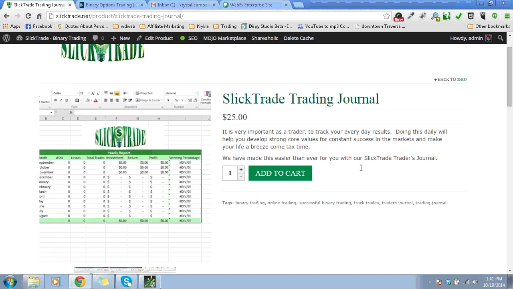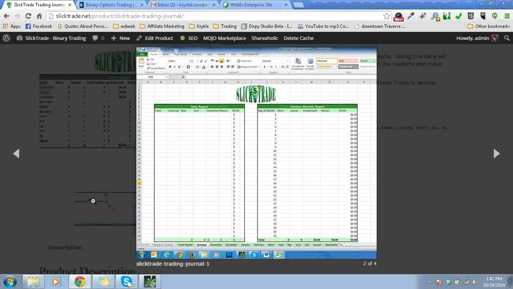But this is just really awesome. It automatically calculates for you. If you want, you can track your time, your currency, your won versus lost, your investment, return, and your profit, okay? All you have to do is put in your investment and your return, and a 1 if you won or a 1 if you lost. And down here, it's going to automatically calculate that for you.